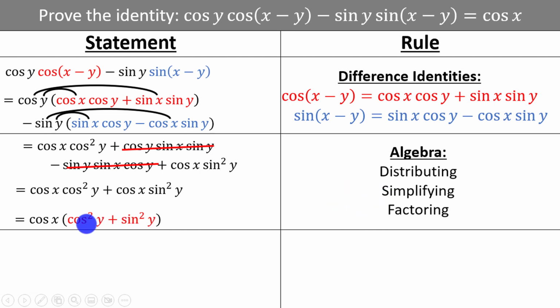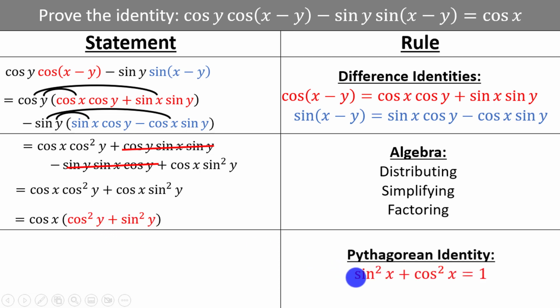Finally, you should hopefully recognize the inside of the parentheses here as the Pythagorean identity related to sine and cosine. Sine squared plus cosine squared is equal to 1. That means that the inside of our expression is equal to 1, so we have just cosine of x times 1. This is, of course, just cosine of x. At this stage, we have finished our proof. We have shown that the left-hand side of the equation is the same thing as the right-hand side. Alright, my friends, that finishes this video proving identities related to the sum and difference identities.